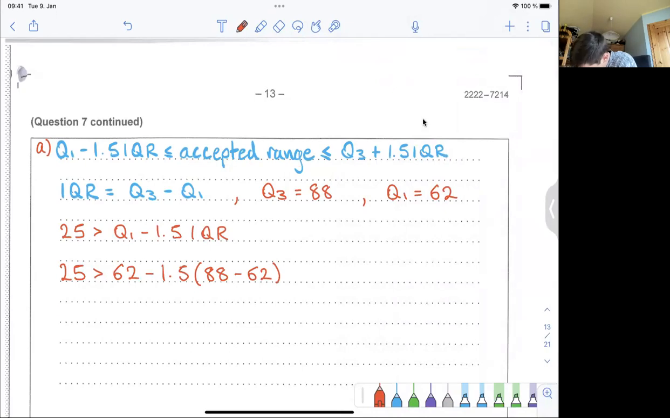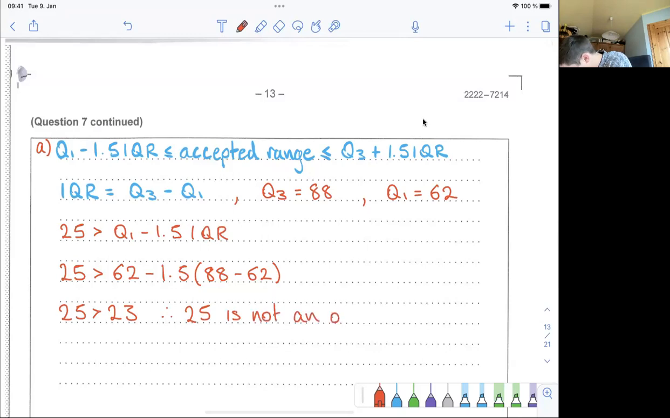So we can say 25 is more than 23. And so we will conclude, using these three dots again, which means therefore, 25 is not an outlier. There is the answer to part A. Once again, I'll stress remembering off by heart the lower limit and the upper limit for an outlier. The formula for the interquartile range is in your formula booklet, but it would be worth memorizing and knowing off by heart.